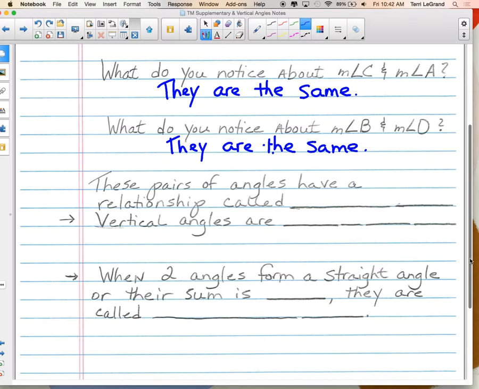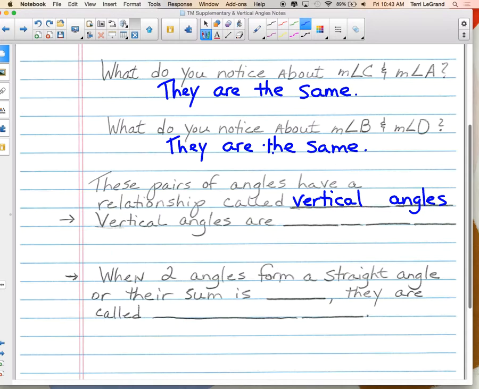Well, look at the angles, like there's a V and the other one that meets up with it at that point. It's an upside down V. That would make it easy to remember what those kinds are called. Vertical. They are vertical. Good job. Vertical angles.